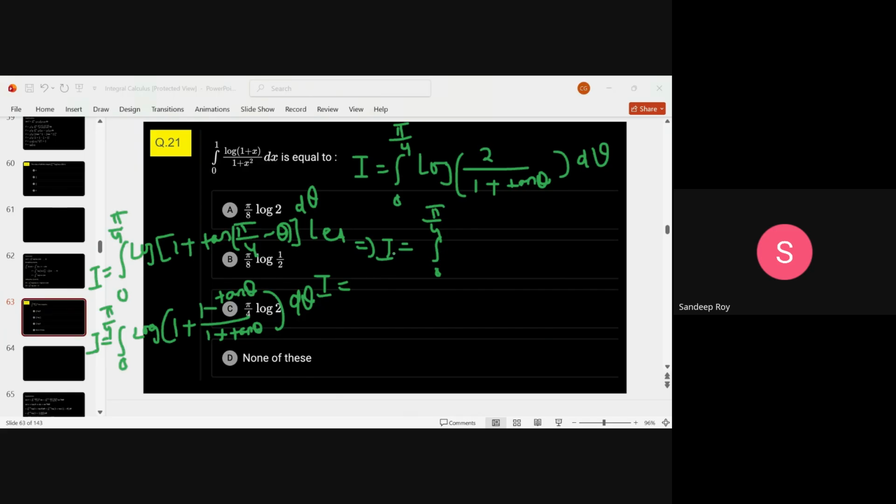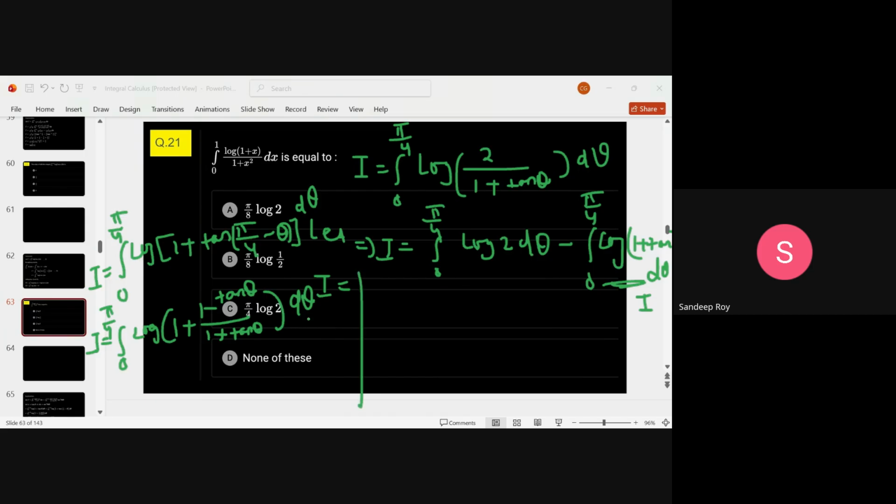that is log 2 d theta, then minus again the same thing, that is the integral from 0 to pi by 4 of log of 1 plus tan theta d theta, right? I'm using the property of log, that is log a by b is equal to log a minus log b, right? Same thing I am applying. And the last part is nothing but our original integral I itself, right? So you substitute the I over here.